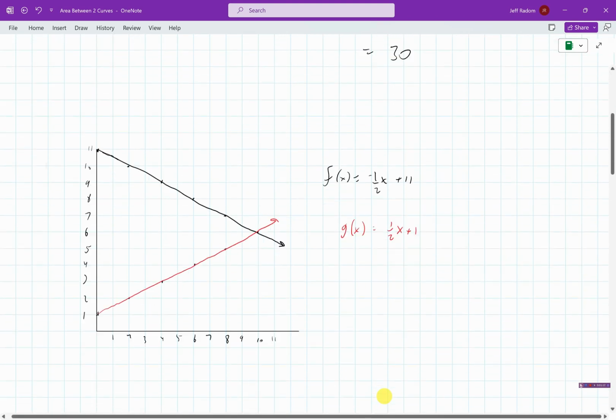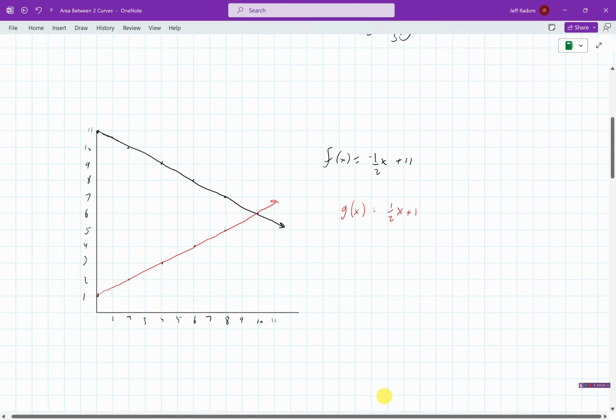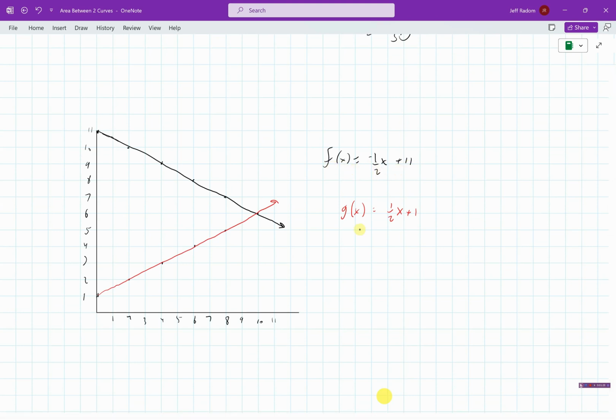Okay, so what if we had two curves? So I've got two curves here, and I've sketched the graph. f of x equals 1/2 x plus 11, and g of x equals 1/2 x plus 1. And let's say we wanted to find the area between these two curves from 0 to 10.